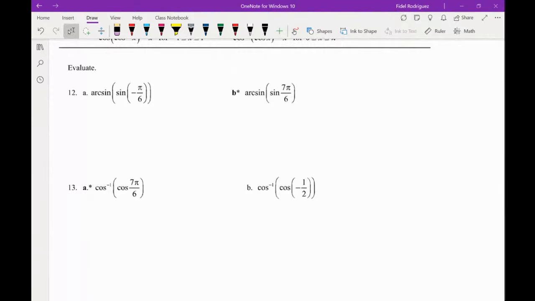Let's try the next piece here. Look at what it is we're trying to find. We're trying to find the arc sine of the sine of -pi/6. Let me ask you a question. Forget about that piece right now. If you were sitting at home and you had to find the sine of -pi/6, how would you do this?